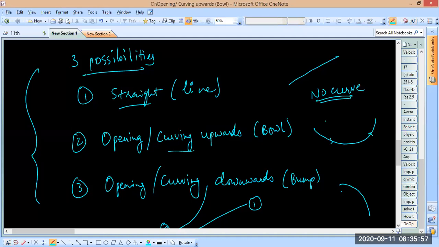Now that is what we have to learn. Let's start. So a straight line xt graph means no acceleration, all right? Bowl shape means acceleration greater than 0, and bump shape means acceleration less than 0. Let's practice questions so that you will get everything. Okay, let's go to the next.